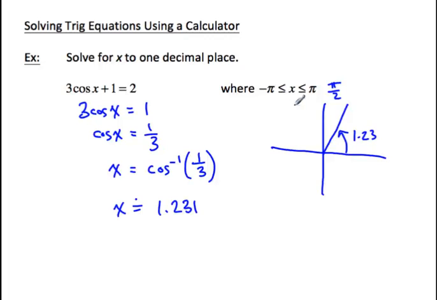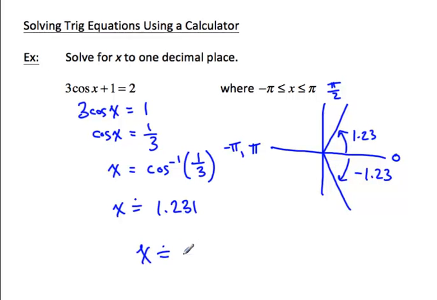We're asked to find all the answers between negative pi and pi. If this is 0, this is pi. It's also negative pi going in the opposite direction. So we're missing one of our angles. If cosine's positive, we've got to be in these two quadrants. The missing angle is the one down here, which is simply negative 1.23 radians. Therefore, the answer in the domain that we're asked for is x is approximately negative 1.2 radians or positive 1.2 radians.